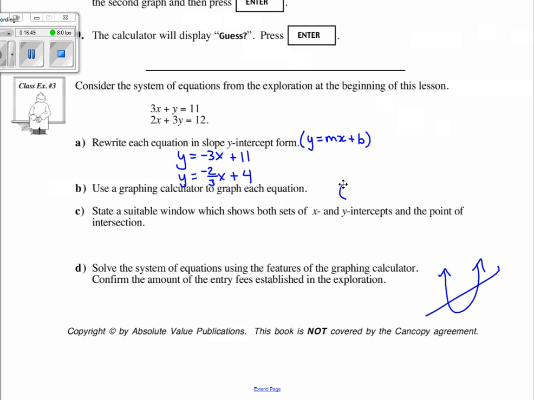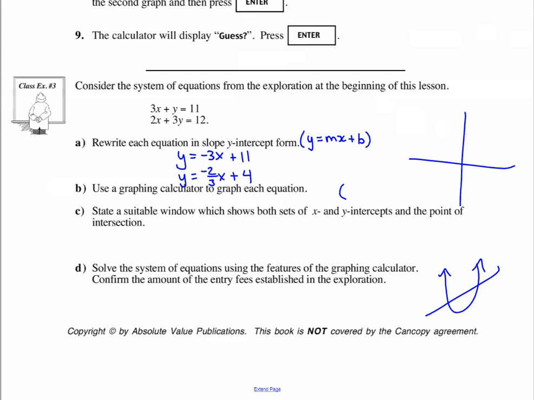Okay, state the suitable windows. So you have to see your intersection. Here's the window of my calculator. Say we have 2 lines, and one line is here, and one line's here. Your calculator won't find the intersection because you can't see it. You have to zoom out so you can actually see the intersection point. Okay, that's basically the importance of windows here.